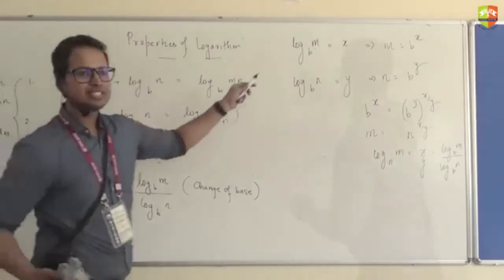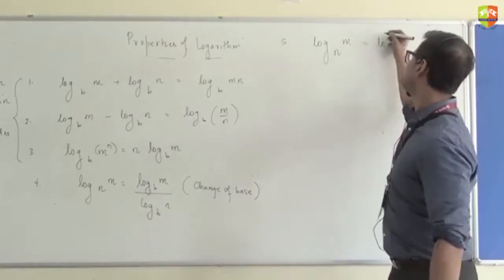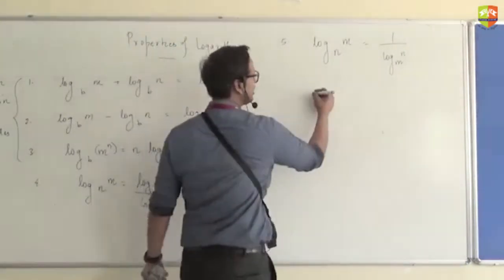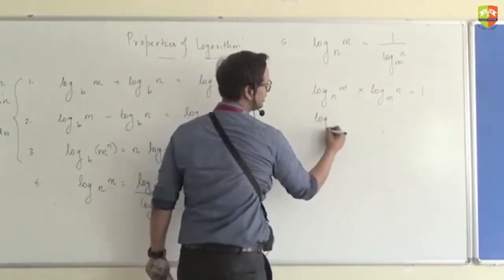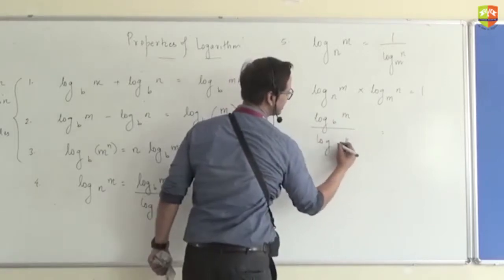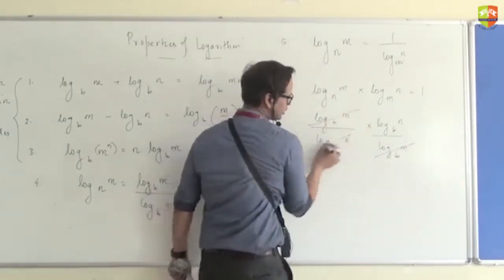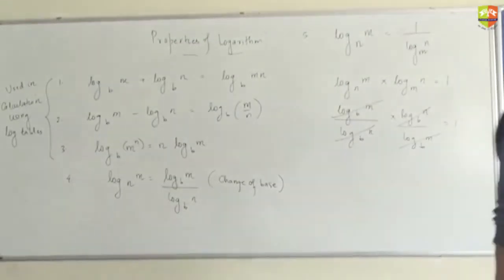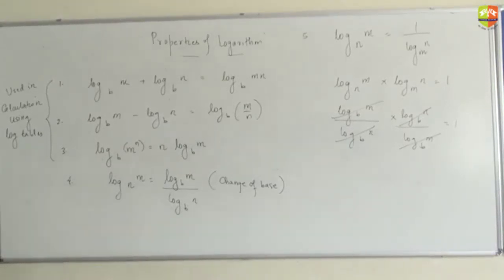Anyways, next property. Property number 5 says log m to the base n is 1 by log n to the base m. This is very easy to prove because you are trying to say log m to the base n into log n to the base m is 1. Which can be proved if you write this as change of base like this, and you use the same base over here as well. So if you change the position of the term which is logged and the base, your answer would be reciprocal. If log 4 to the base 2 is 2, then log 2 to the base 4 will be half. Simple.